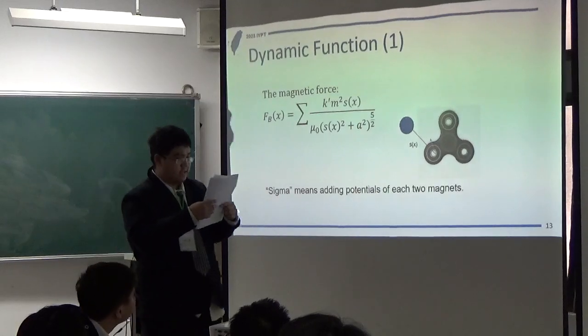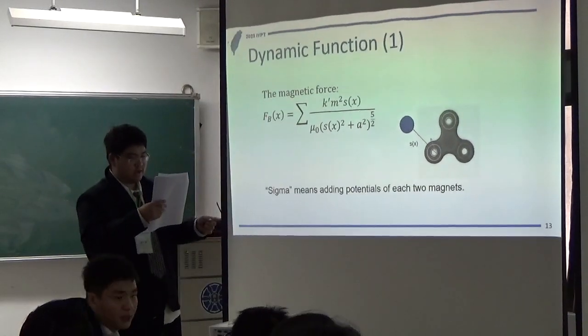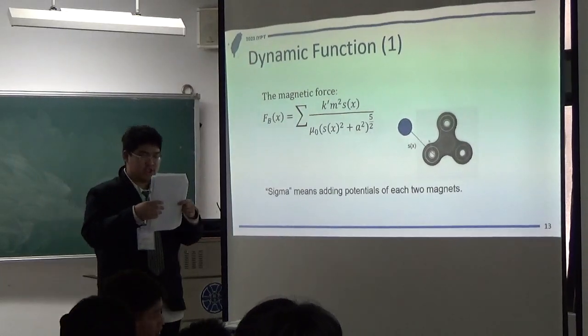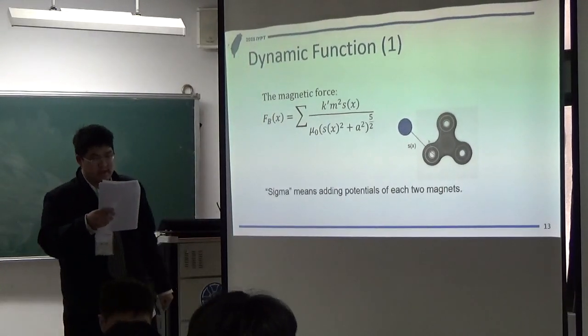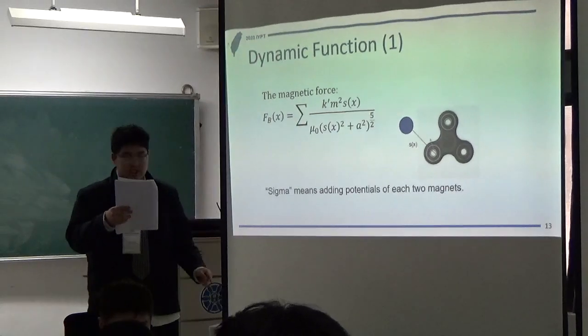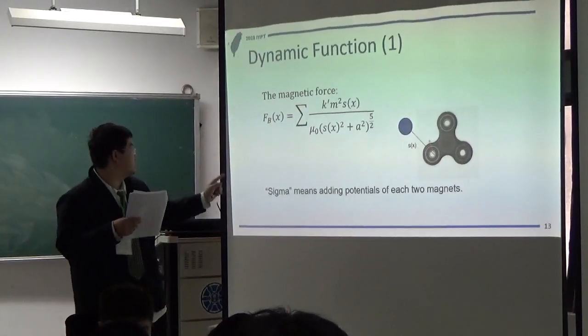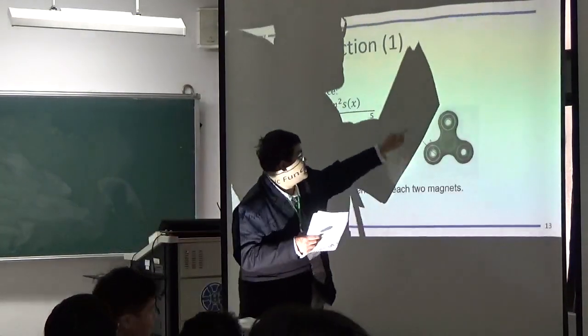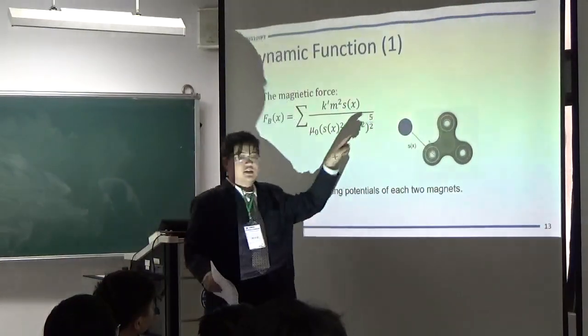There are two magnets. One is still, and the other moves directly. The differential of the potential, the force caused by the magnetic field, can be expressed as a function. Sigma means adding the potential of each of the two magnets. This, and this.